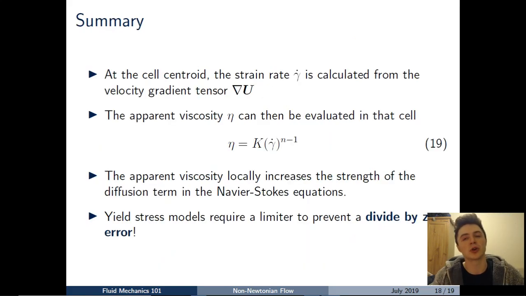So just to finish off with a quick summary of what I've talked about today, just a reminder that at the cell centroid, for every cell in the mesh, we have a scalar strain rate, and this scalar strain rate is calculated from the velocity gradient tensor by taking the double inner product. Once we have that strain rate, we can calculate the apparent viscosity using the power law there in equation 19, or another appropriate non-Newtonian flow law there, perhaps calibrated to experimental data.